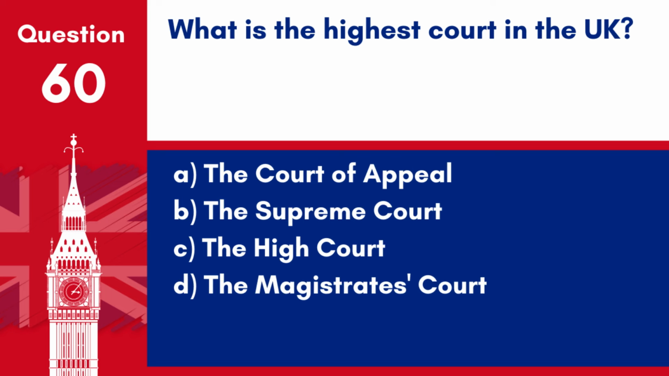Question 60. What is the highest court in the UK? A. The Court of Appeal. B. The Supreme Court. C. The High Court. D. The Magistrates' Court. Answer: B. The Supreme Court. The Supreme Court is the final court of appeal in the UK for civil cases and for criminal cases from England, Wales, and Northern Ireland.